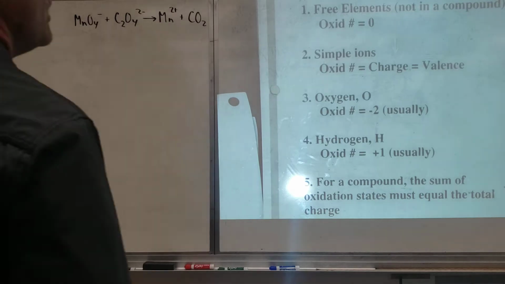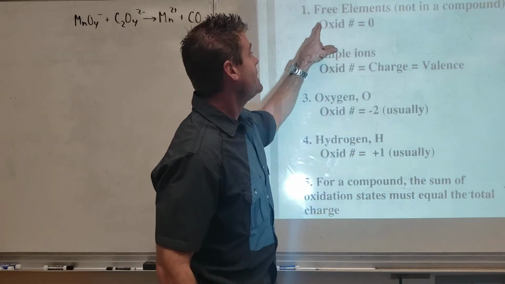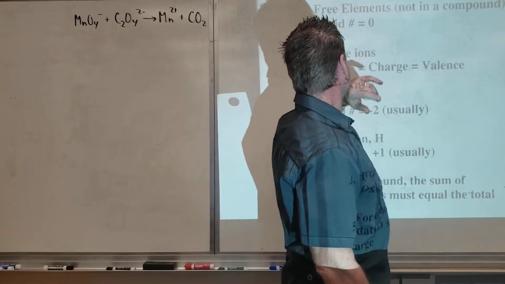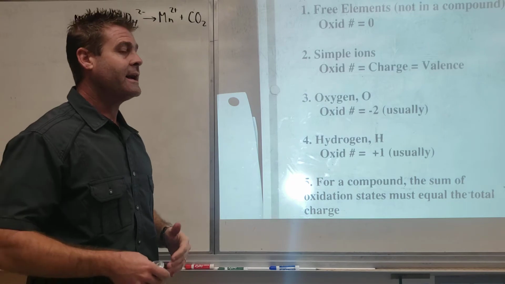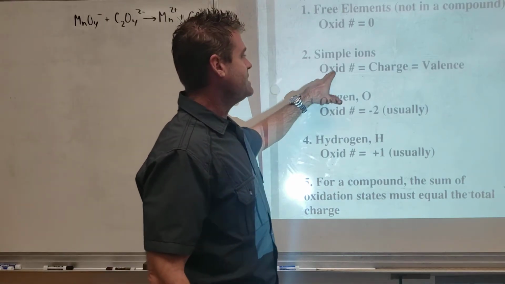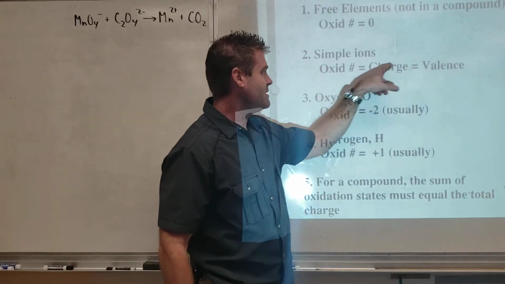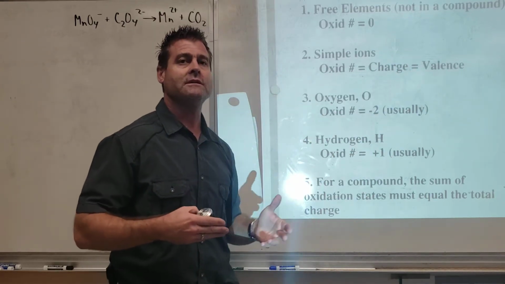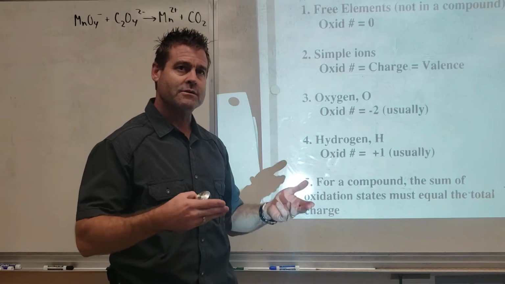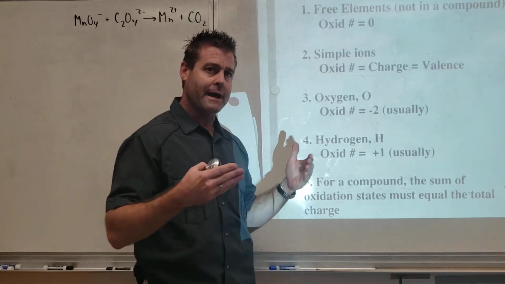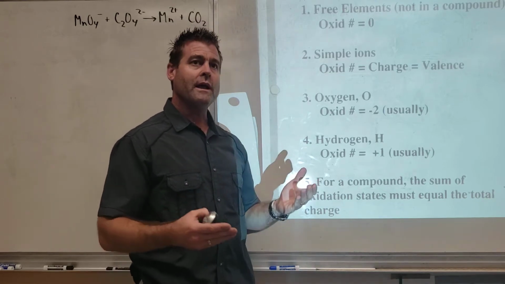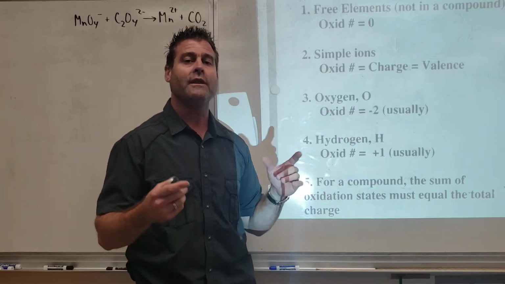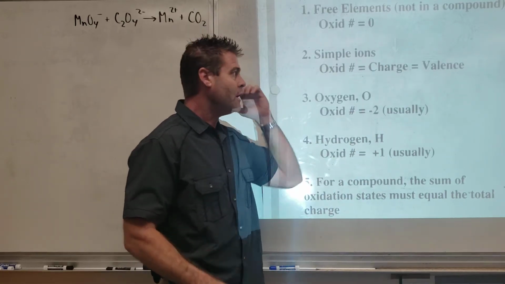Number one, all free elements, pure elements, have an oxidation number of 0, meaning they're not in a compound. Simple ions, like sodium +1 ions or magnesium +2 ions, have an oxidation number the same as the charge or the valence. Remember we looked at valences to help us name, and then we could predict the ratio in which atoms would combine. For example, hydrogen is +1 and oxygen is -2, so they combine in a 2-to-1 ratio and form water, H2O.